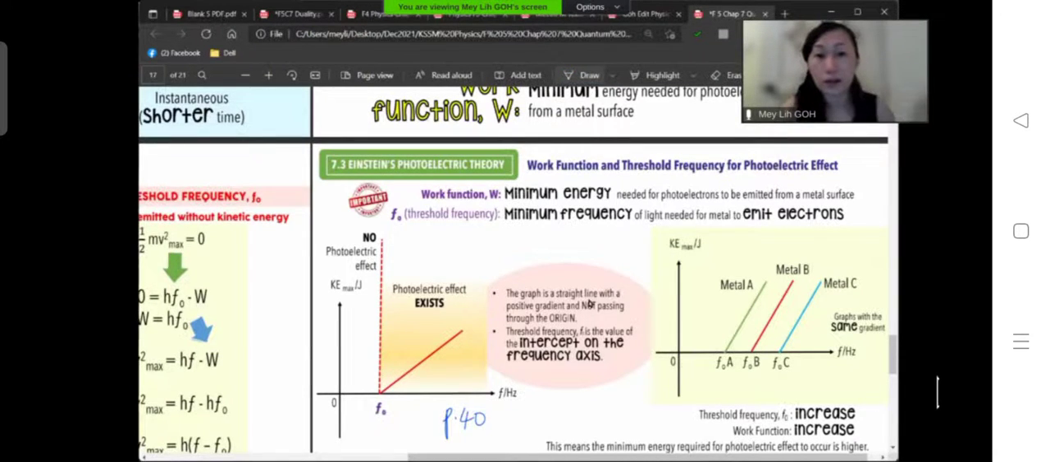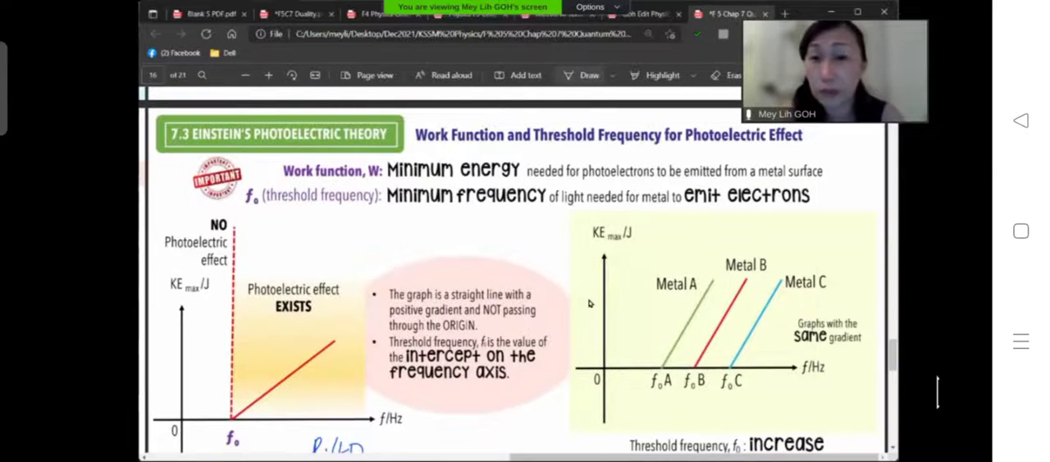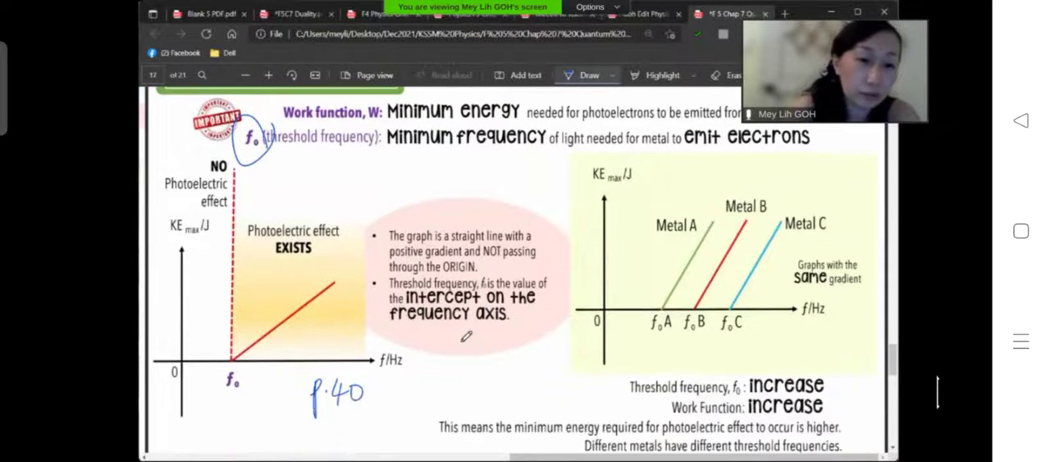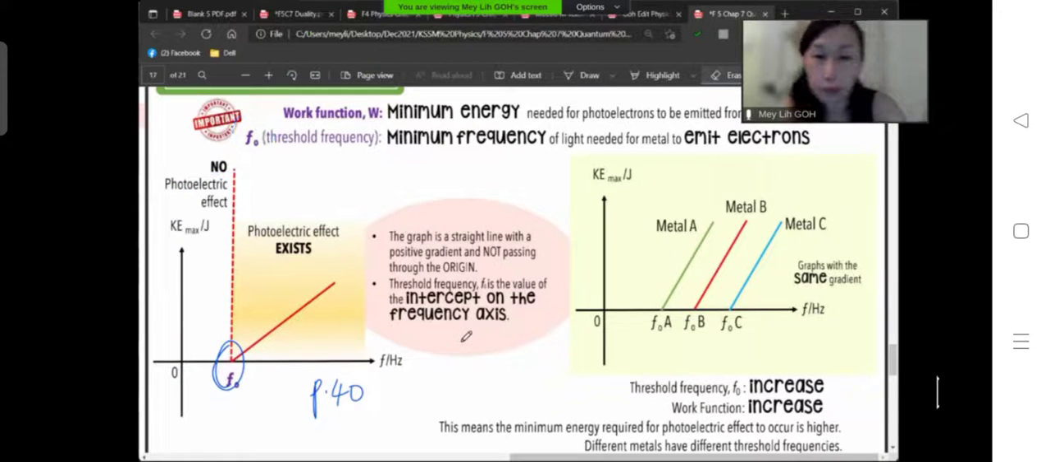Okay, work function is the minimum energy needed for photoelectrons to be emitted from a metal surface. Threshold frequency f0 is the frequency needed for the metal to emit electrons. Let's see the first graph. The moment you achieve threshold frequency, you are able to have the photoelectric effect. No problem to understand that, right?